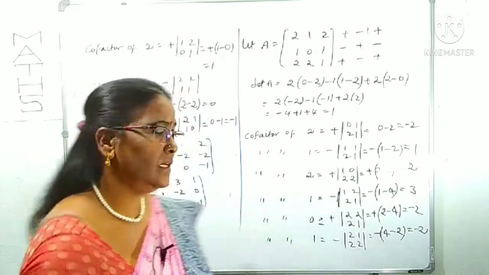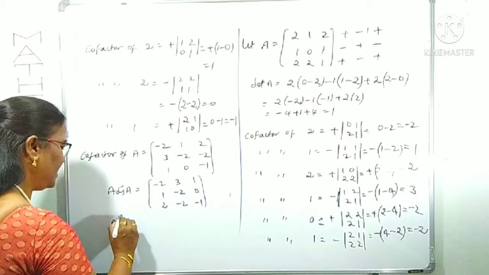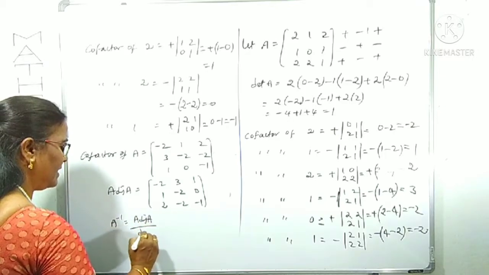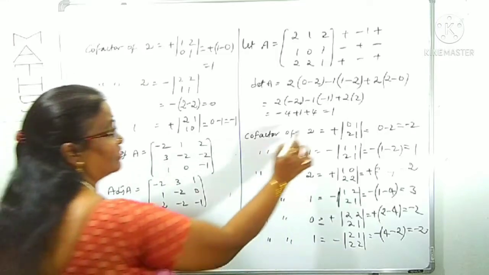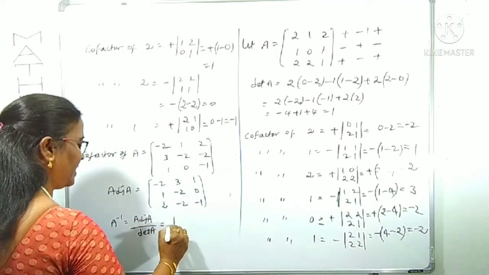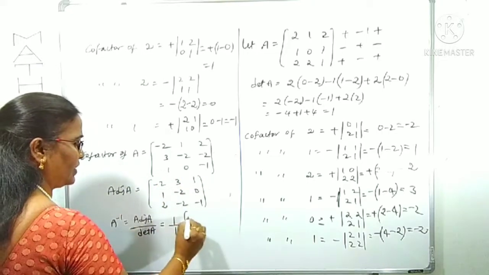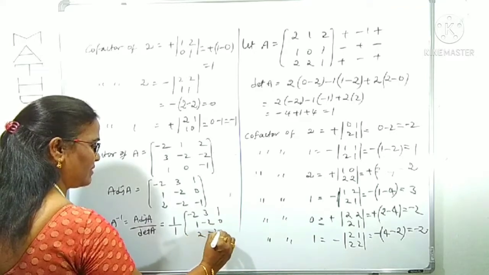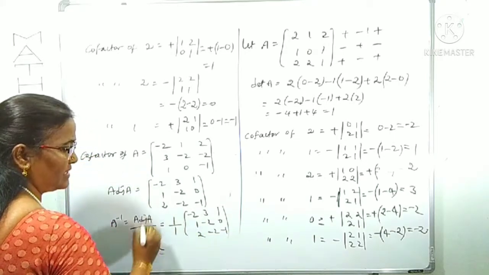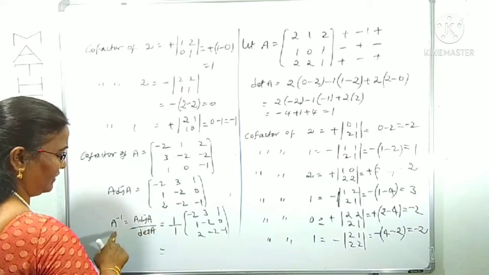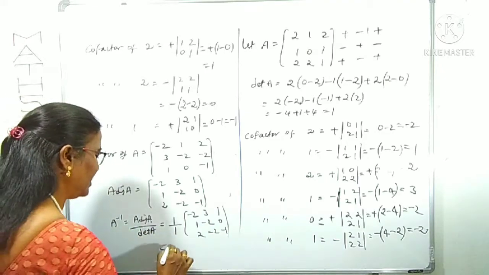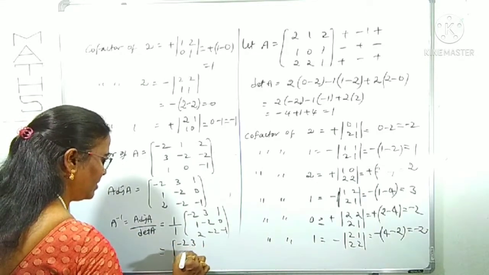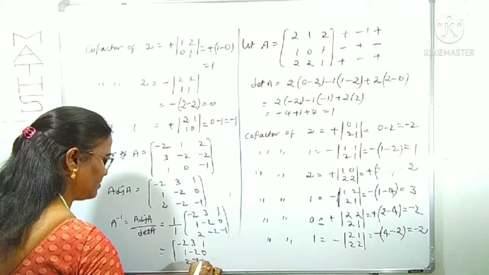We got adjoint A, and the question is asking for A inverse also. What is A inverse equal to? Adjoint A by det A. What is det A we got? We got det A is 1. That means 1 by 1 into adjoint A. This is only adjoint A: minus 2, 3, 1, 1, minus 2, 0, 2, minus 2, minus 1. So here A inverse is the same as adjoint A because the det A value is 1. Whatever the value may be, we can leave it like this. 1 by 1 is 1 only.